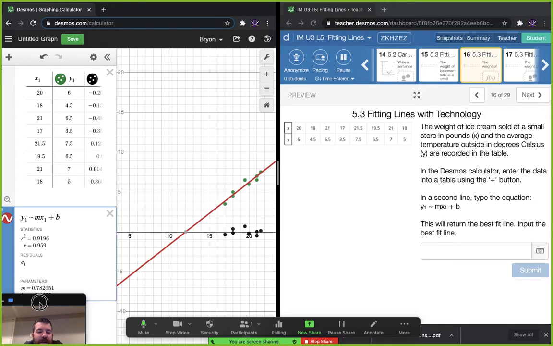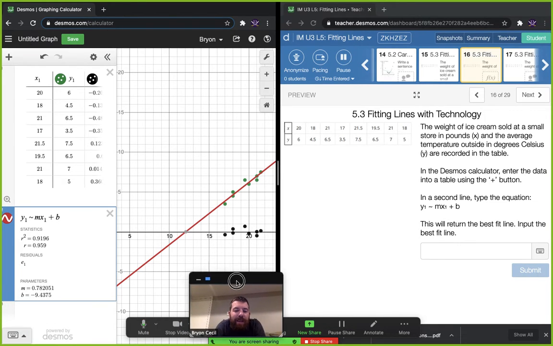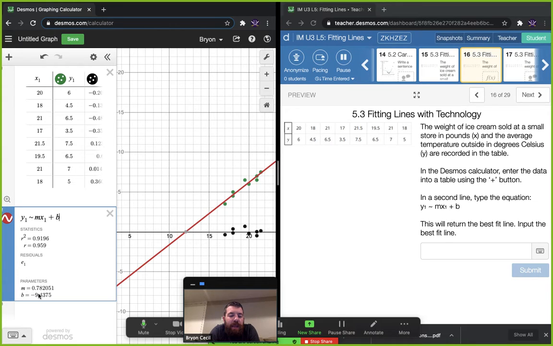So what this line right here is telling us is that m, our slope, is 0.78, and negative 9.4, which we'd round to 9.44, is my y-intercept. And so my line would be y equals 0.78x minus 9.44. Or, if we're going to be technical, y equals 0.782051x minus 9.4375. There we go.